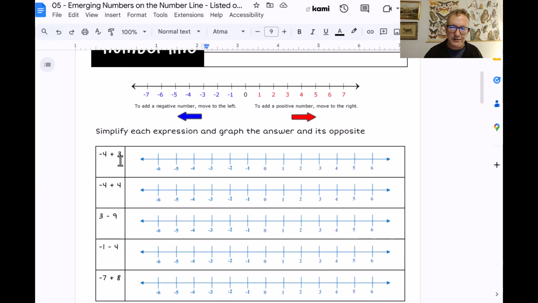But we don't want kids just to say -1. We want them to start at -4 and move over 3 spaces to see it's -1. We're working on their visualization skills, not so much their arithmetic skill, which is important, but as we move into linear equations and eventually quadratics and we're looking at graphs, we want our students to be able to visualize numbers, and it all starts here.